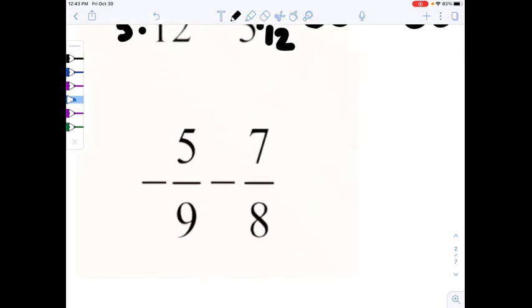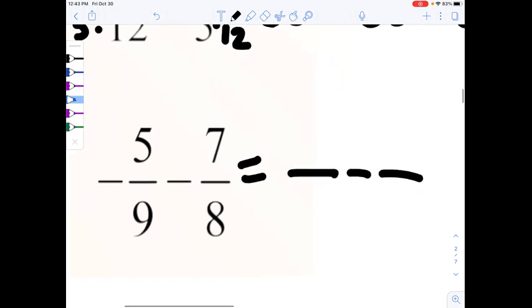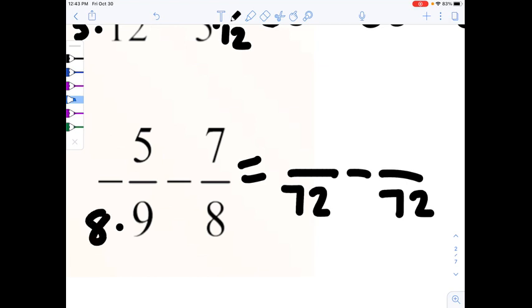Then we have -5/9 minus 7/8. So we need to come up with a common denominator. 9 times 8 is 72. And I don't think there's one that's smaller that we can do. So let's use 72. 9 times 8 is 72.